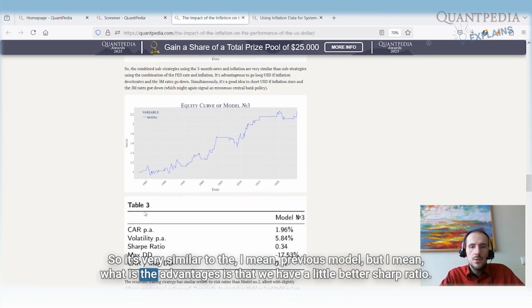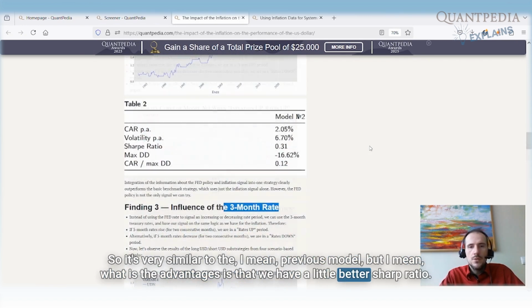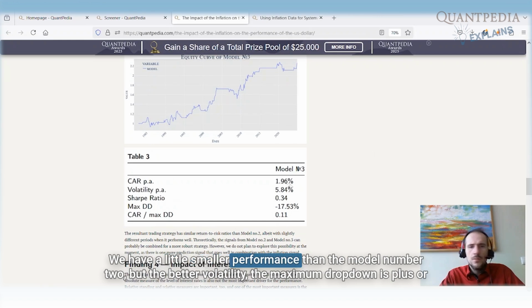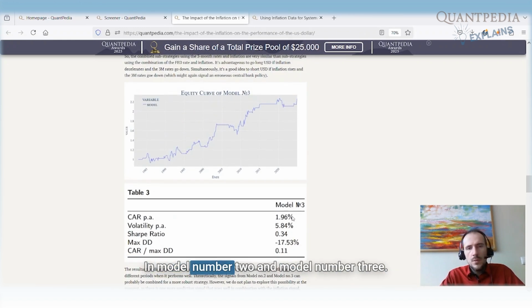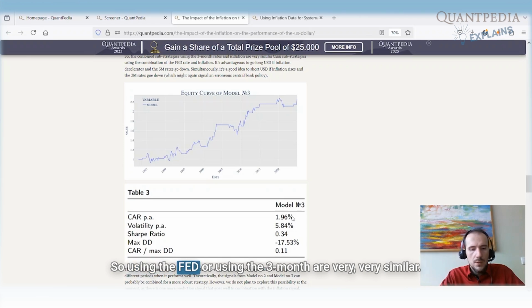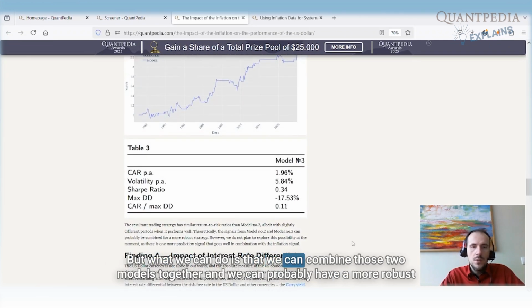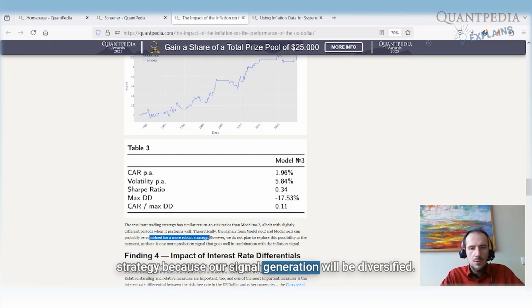But what is the advantage is that we have a little better Sharpe ratio. We have a little smaller performance than model number 2, but better volatility. The maximum drawdown is plus or minus the same, and the Calmar ratio is plus or minus the same. Model number 2 and model number 3, so using the Fed or using the 3-month rate, are very, very similar. But what we can do is combine those two models together, and we can probably have a more robust strategy because our signal generation will be diversified.